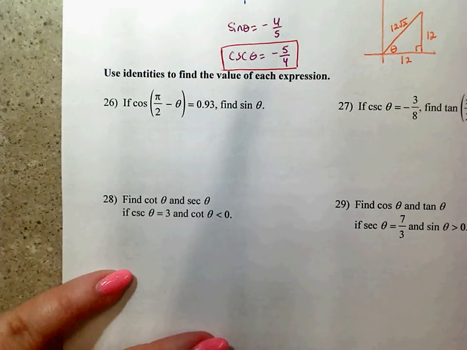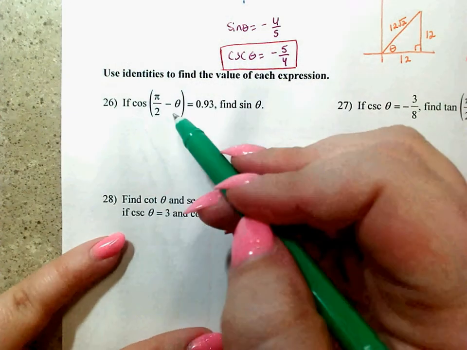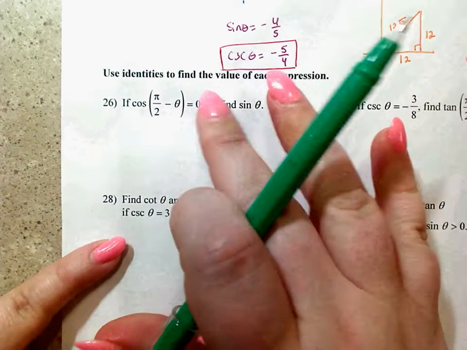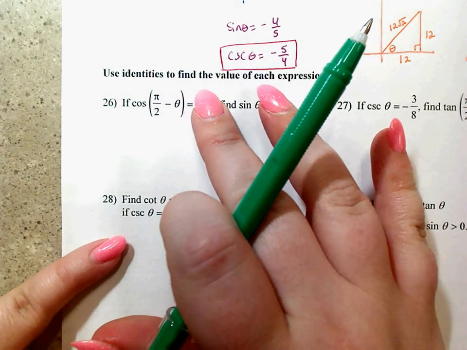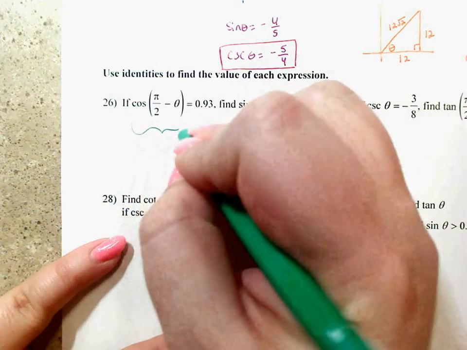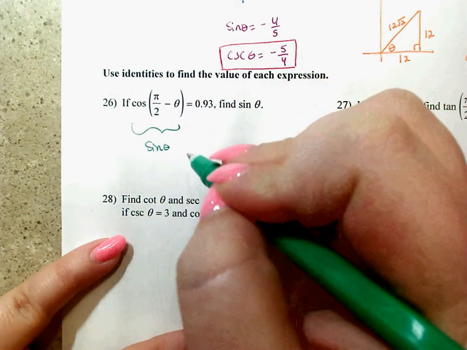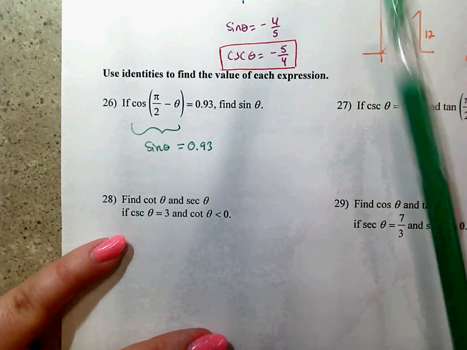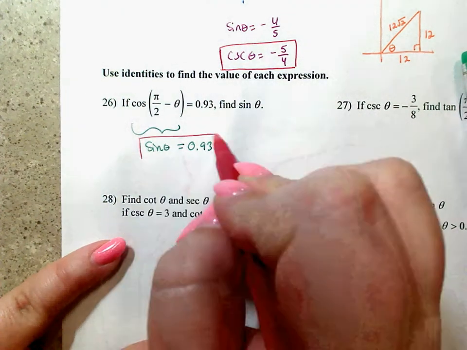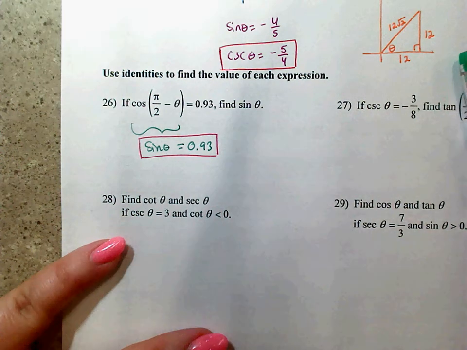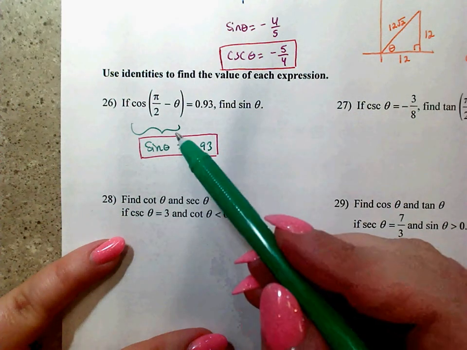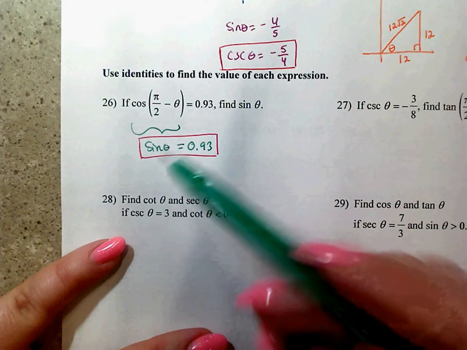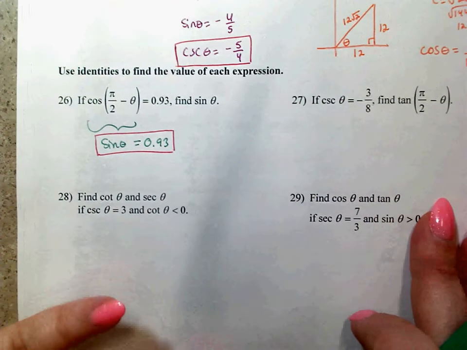Number 26. It says, if cosine of theta minus pi over 2 is 0.93, then find sine. Well, here's what I know. Cosine of pi over 2 minus theta is sine of theta. This right here is sine of theta because they're cofunction identities, which means sine of theta is 0.93. And there's my answer. Cofunction identities: cosine of pi over 2 minus theta is equivalent to sine of theta. So the two non-right angles in a triangle, the sine and the cosine are the same.